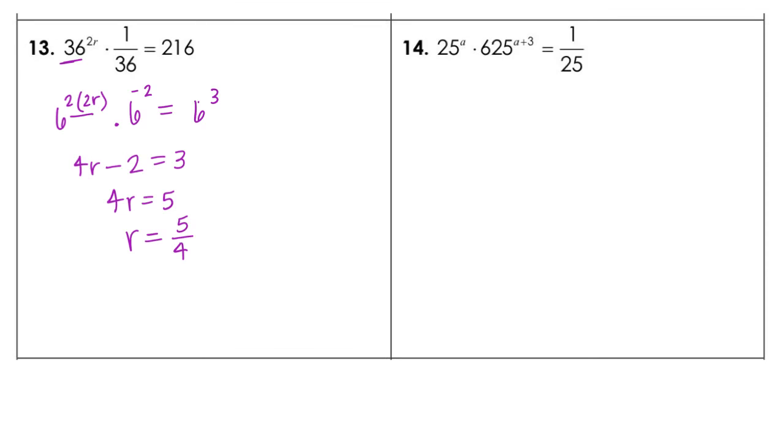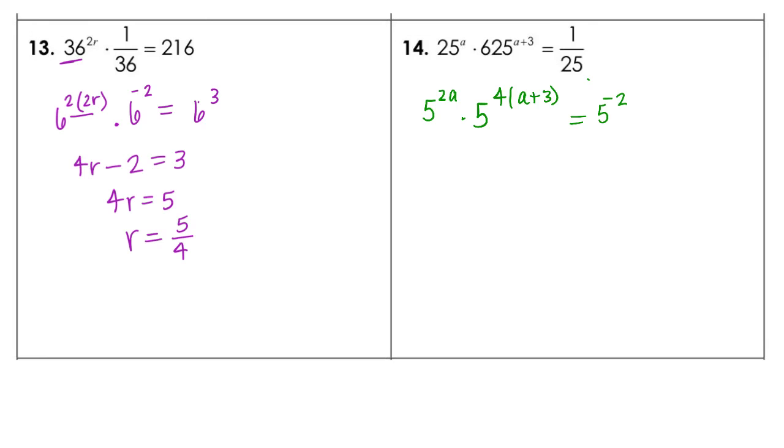Number 14, we're going to be using 5, of course, for these. So this is going to be 5 squared raised to the a, so I'm just going to write 5 to the 2a times, and for 625, let's see, that's going to be 5 to the 4, I think. So we're going to have 4 times a plus 3, and then equals, and we're going to flip over that 25, so that's 5 to the negative 2.